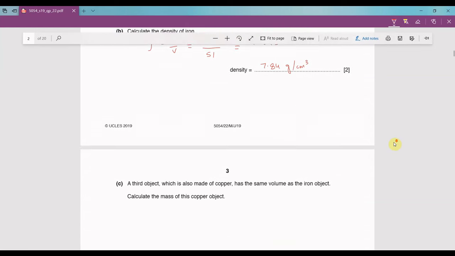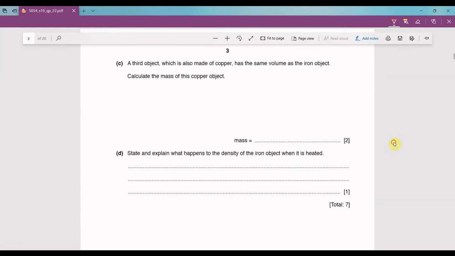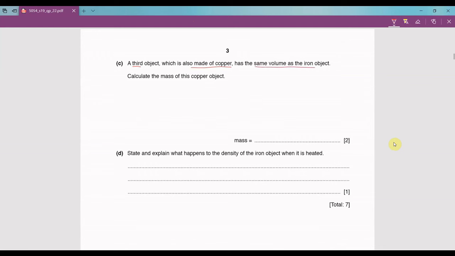Moving on to the next part, a third object which is also made of copper. So the third object is also made of copper. This information is vital here. You need to read the question carefully. And there's another important piece of information. It has the same volume as the iron object. So the material is copper, but the volume is the same as the iron object. Calculate the mass of this copper object.